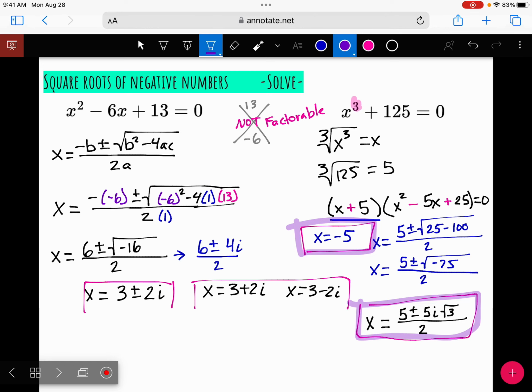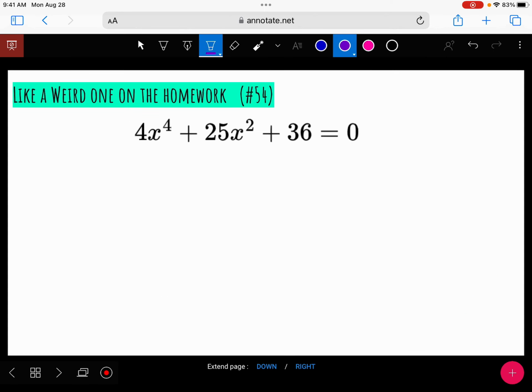Don't pack your book up. There's one that looks like this on the homework. We got 3 minutes. I got 4 minutes. There's one like this on the homework. And we get panicked. You have homework every day, sweetie. Homework. It looks really scary because it's x to the 4th.